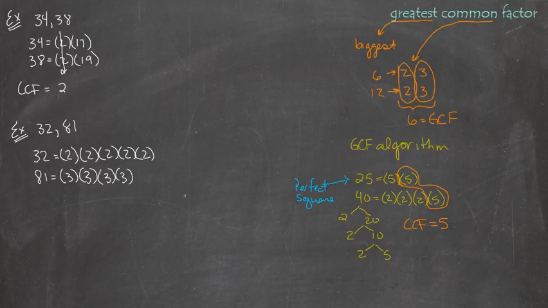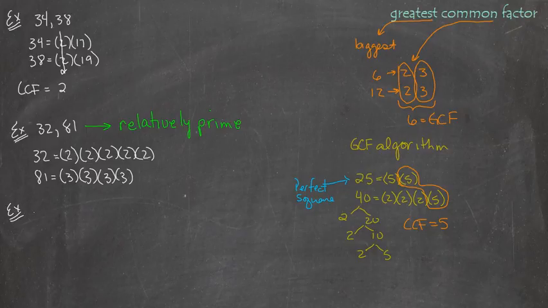No common shared factors. When this happens, we say 32 and 81 are relatively prime, meaning there's no shared factor. Obviously 32 is not a prime number and 81 is not a prime number, but when we compare them to each other, they're prime, meaning they have no common factors. So we call it relatively prime. Two numbers that do not share a common factor at all, except for one, of course, the trivial case, are called relatively prime.